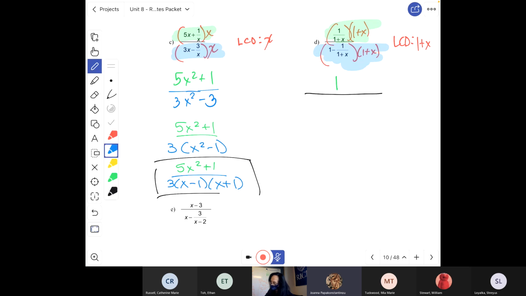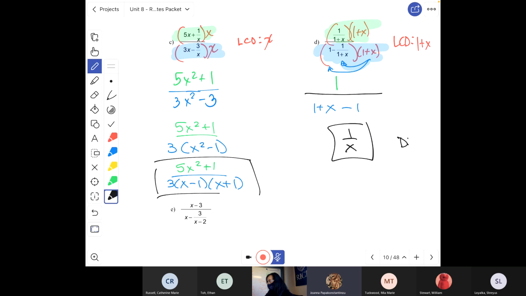remember I am distributing to each. So what do I have? 1 plus x minus 1. Does everybody see that? Okay, I can simplify further to get what? Domain restrictions? Any domain restrictions? X is a real number, but x cannot equal -1 or 0, right? Technically. X can't be -1, making that 0, but I also can't be 0.